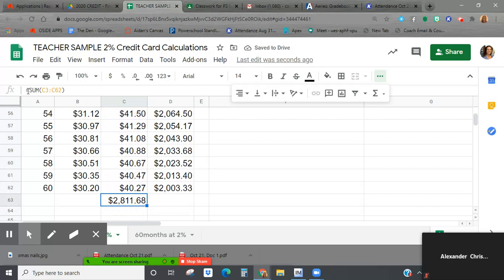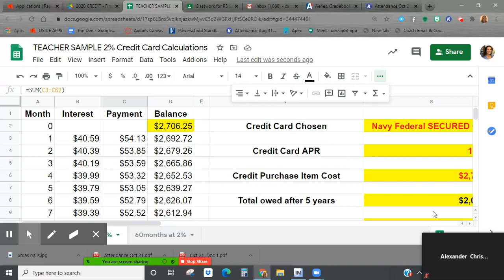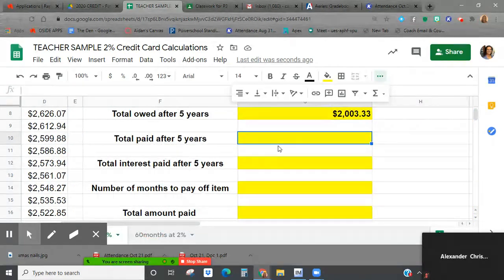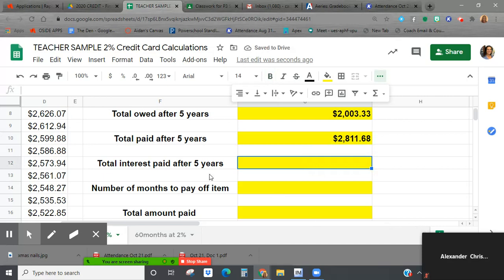Equals the sum, those have to be capital letters, parentheses, C3 to C62. And this is how much I've paid in payments on this debt after 60 months. I just totaled up all the payments that I made. So $2,811.68 is my total paid after 5 years. Yours is going to be a different number because you have a different balance.